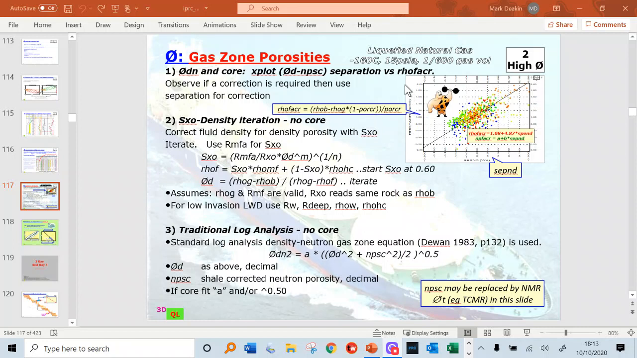That's on the y-axis, and on the x-axis is the neutron density separation, which I call SEP-ND. That's my convention, SEP-ND, separation neutron density. That's on that axis, and then you make a cross plot, and you find a relationship between the separation from the log data and the required fluid density, and you've got a little equation that gives you a fluid density.